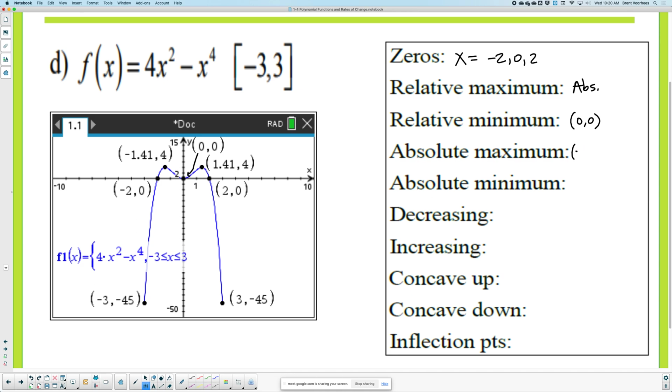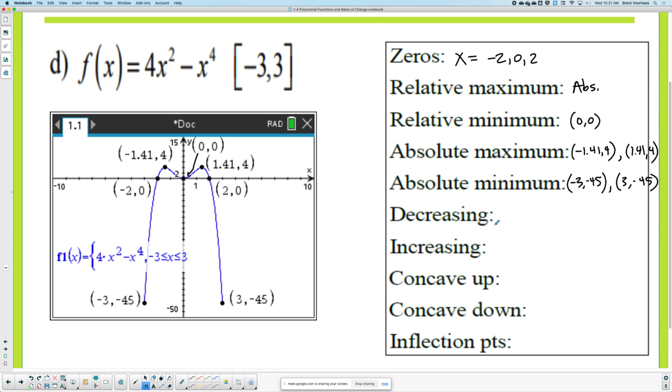I have 2. Negative 1.41, comma 4. And 1.41, comma 4. You would separate those with commas. You don't do a union. That's for intervals. Absolute minimum. Negative 3, comma, negative 45. And 3, negative 45. This is symmetrical. You'll learn that this is called an even function, symmetrical on the y-axis.